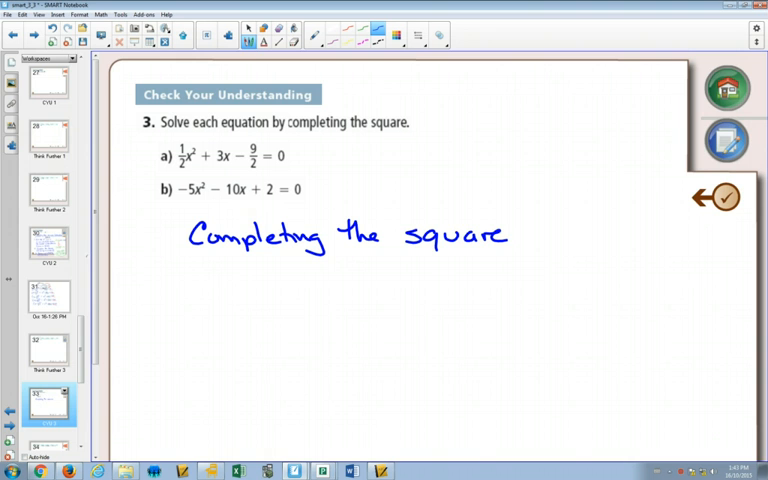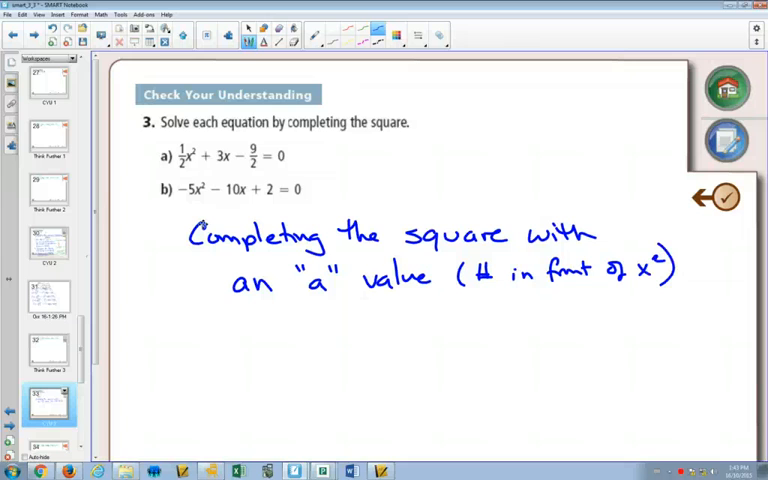We're going to call this one completing the square. The reason I call it an a value, that is a number in front of x squared, is because we're going to generally think of quadratic equations as something times x squared plus something times x plus a constant equals 0. All quadratic equations have this form.